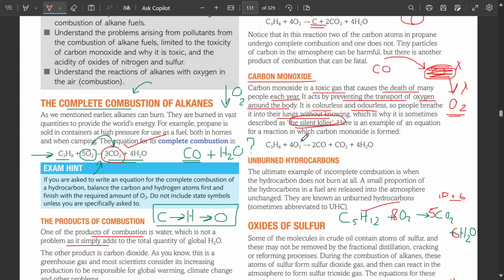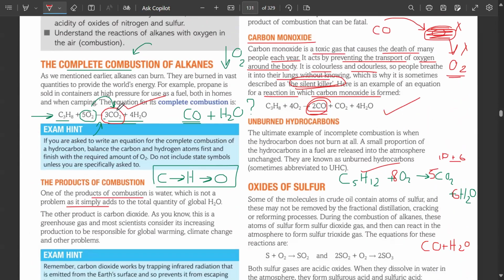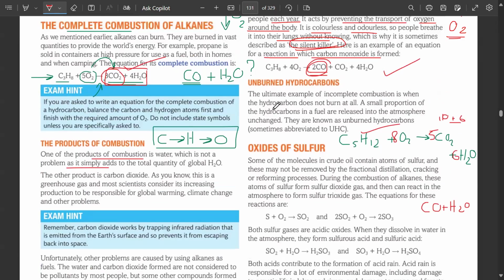Here is an example of an equation for a reaction in which carbon monoxide is formed. So this is also a reaction of incomplete combustion where carbon monoxide is formed. And where carbon only is formed, this is also incomplete combustion. Complete combustion only has carbon dioxide and water. The ultimate example of incomplete combustion is when the hydrocarbon does not burn at all. A small proportion of the hydrocarbons in a fuel are released into the atmosphere unchanged. They are known as unburned hydrocarbons, hydrocarbons that haven't been completely burned.